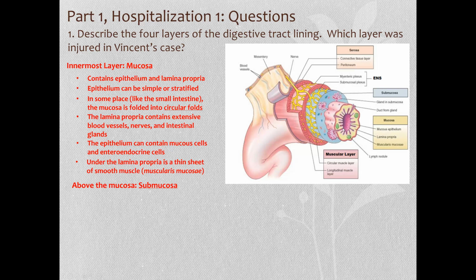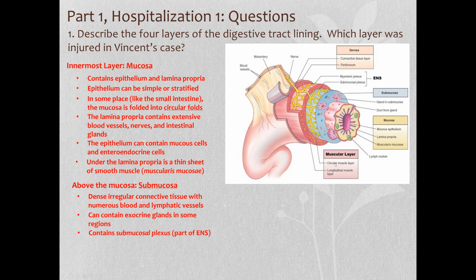So, moving outward above the mucosa would be the submucosa. This is made up of dense irregular connective tissue with numerous blood vessels and lymphatic vessels. It can contain exocrine glands in some regions, like is shown here in this picture. This would be a little exocrine gland. And it also contains the submucosal plexus, which is a layer of nerves that plays a role in the enteric nervous system.